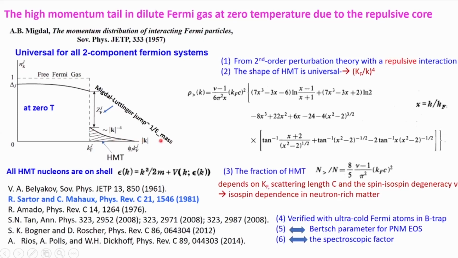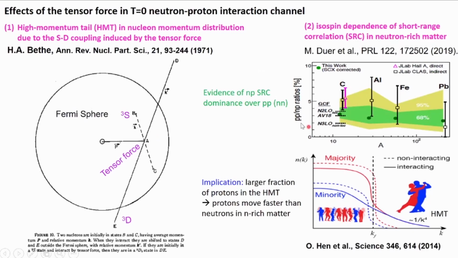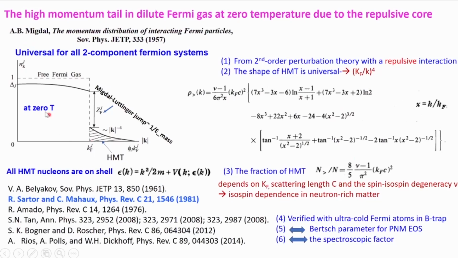This slide showed you that the ratio of proton-proton correlation over neutron-proton correlation is only about 3%. It means that the high momentum tail caused by this repulsive core is very small compared to the one caused by the tensor force.